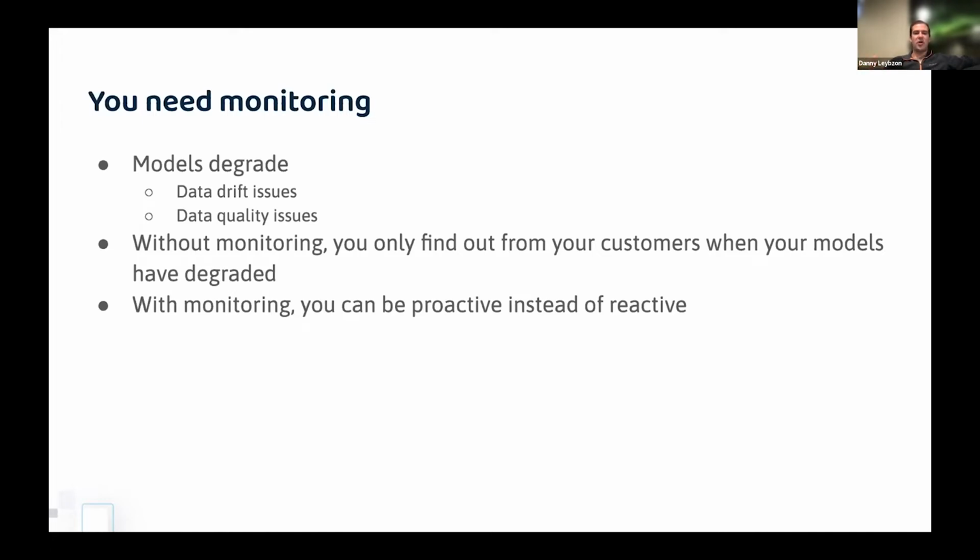So without monitoring, you're only able to find out from your customers when your models have degraded. And what this means is that you're fundamentally being reactive, and you're only able to solve problems after somebody's already encountered this problem. With monitoring, you can be proactive instead of reactive and start to solve these issues before your customers even notice that there's a problem.